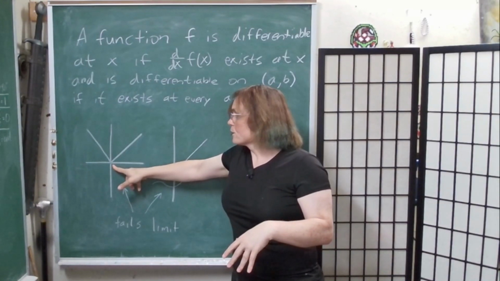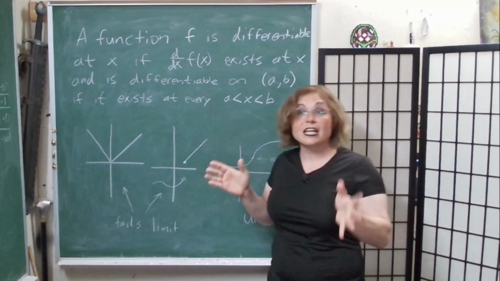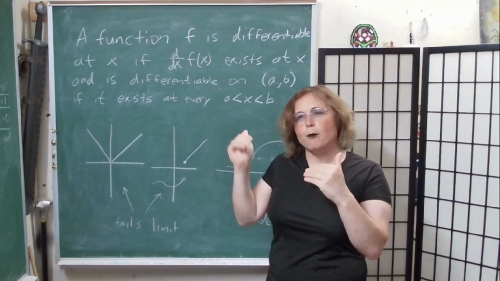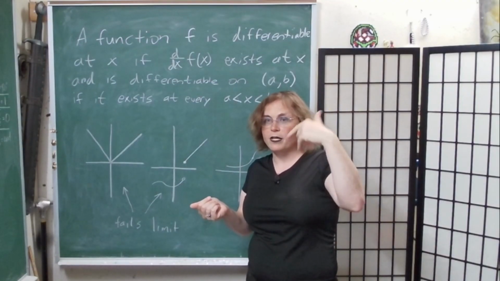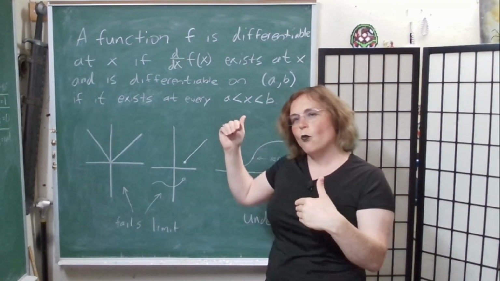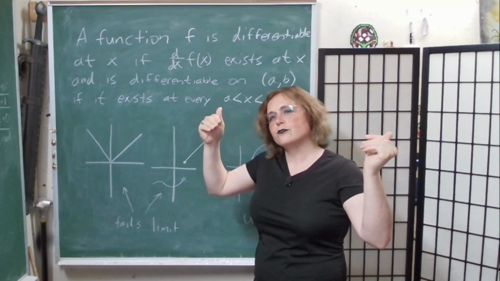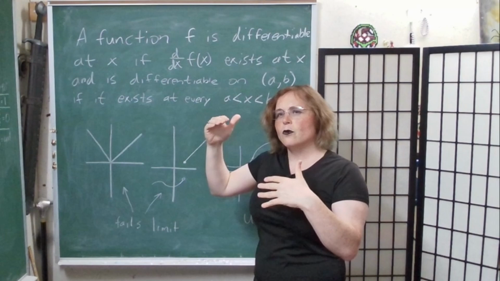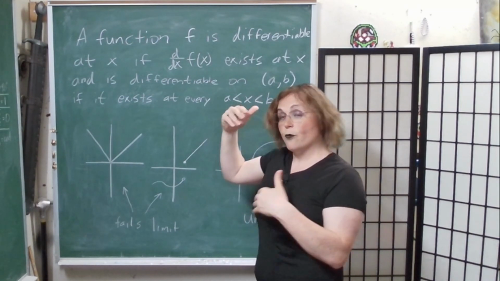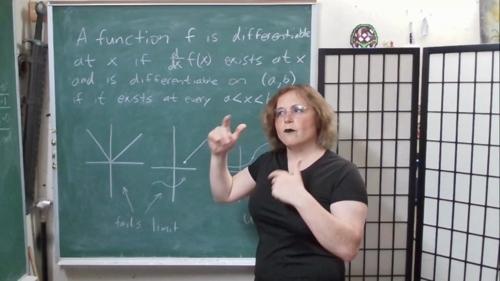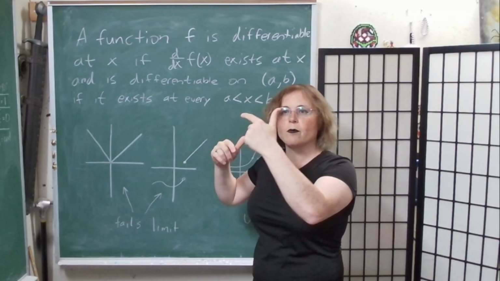The reason it's not differentiable here is because as you approach this point, yes, absolute value is continuous, but think about your absolute value graph. Your absolute value is a piecewise function, and as you come at it from one side, you're using the positive x, and as you come at it from the other side, you're using the negative x. So if we were to take the derivative, we would have the positive and we would have the negative.